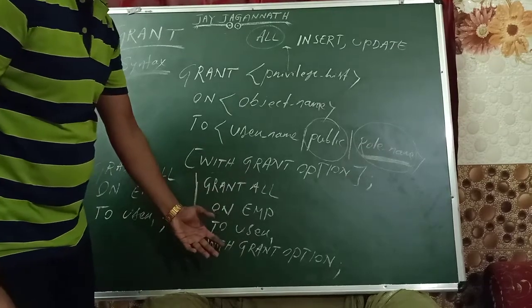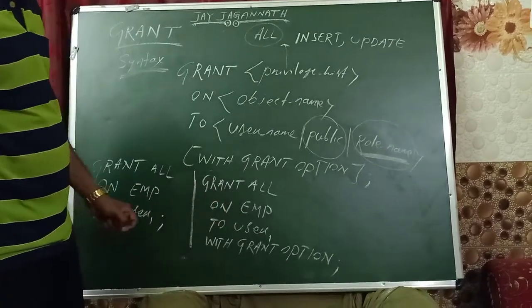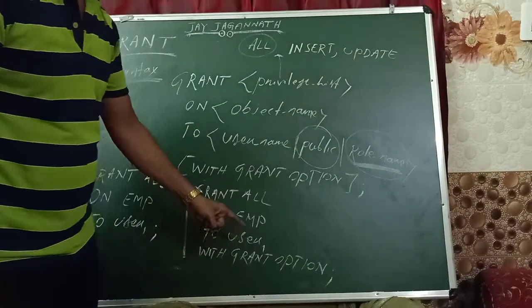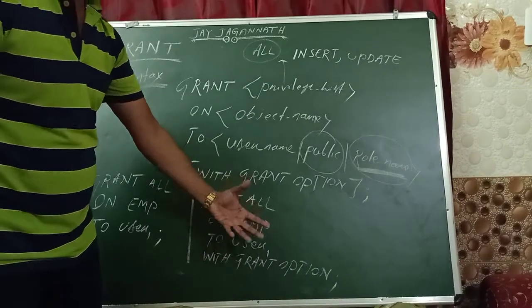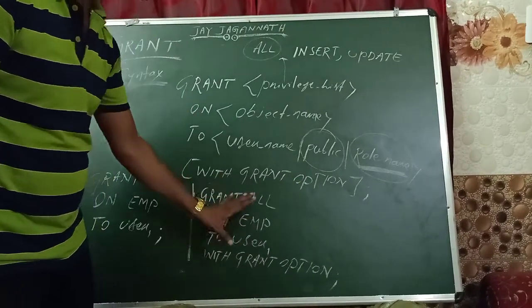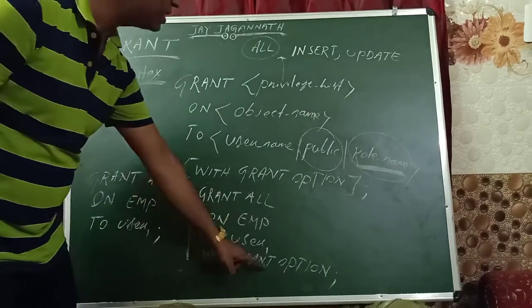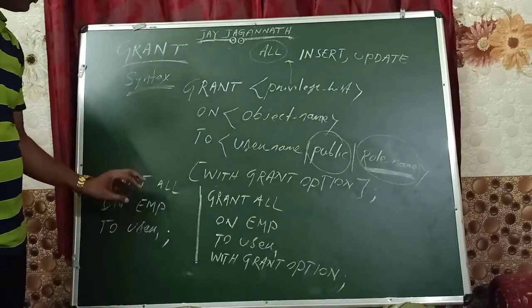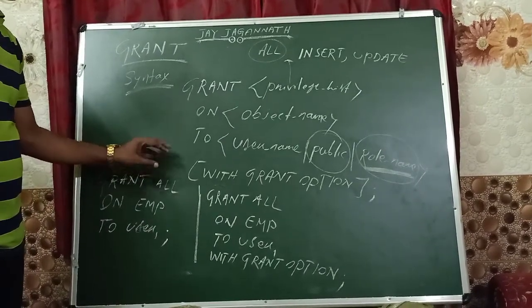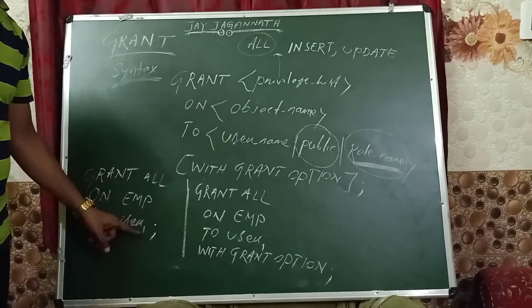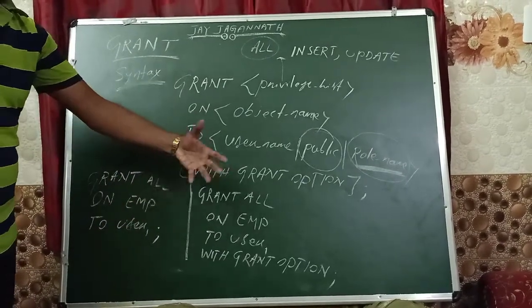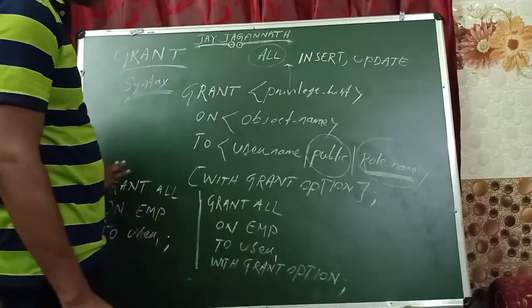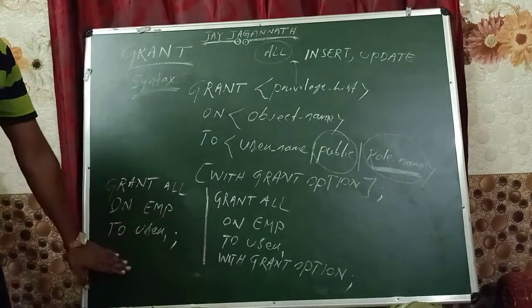As a result, user 1 is capable to give or to grant permission to other users. Here, user 1 wants to give permission to user 2. This query is possible because with grant option is provided by the DBA to user 1. But in the other case, user 1 can perform only DML operations. User 1 cannot provide any permissions or privileges to other users. But in this case, it is possible. This is the difference between with grant option and without grant option.